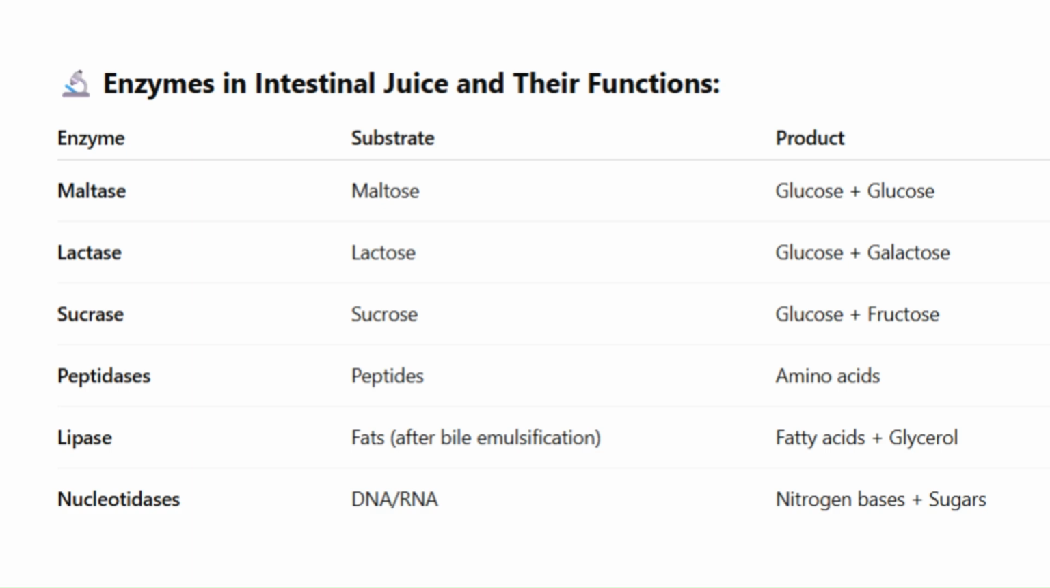Maltase breaks maltose into 2 glucose molecules. Lactase acts on lactose to give glucose and galactose. Sucrase splits sucrose into glucose and fructose. Peptidases convert peptides into amino acids. Lipase continues fat digestion into fatty acids and glycerol, especially after bile emulsification. Nucleotidases break down DNA and RNA into nitrogen bases and sugars.